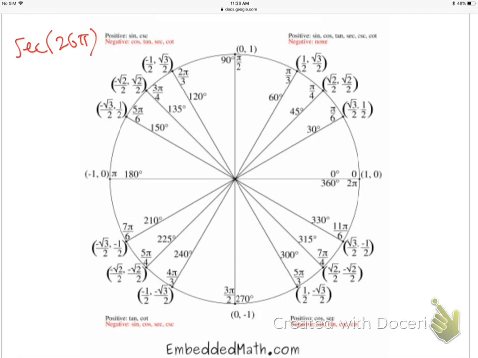Multiply by 180 over pi to take out. Oh, convert to degrees, you mean? We could. And normally I do, because I totally feel more comfortable in degrees as well. But this one's pretty easy, isn't it? Can you tell where this one is? 26 pi. Where is that?